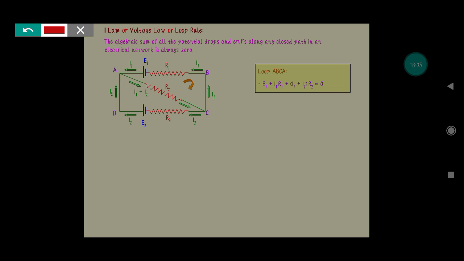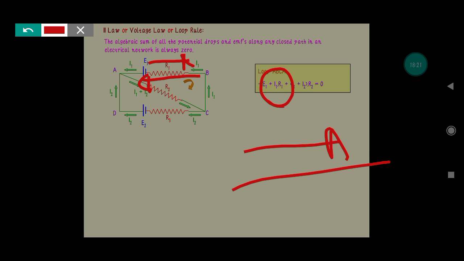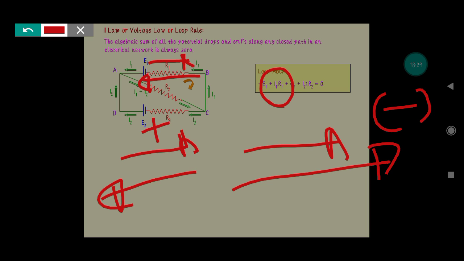Is that clear? Here you are moving in this direction, but the current is moving in this direction. Because of this, there is a potential rise, so I am writing this as I1R1. If your path and the current path are the same, you have to take the minus sign, because at that time there is a potential drop. If your direction and the current direction are opposite, you have to write with the positive sign, because there is a potential rise over there.